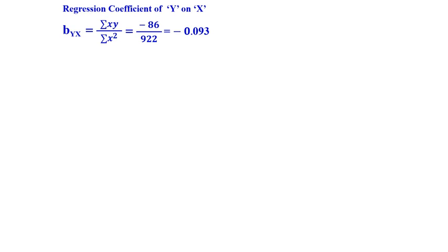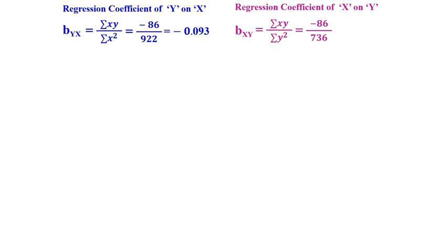Similarly, find out the regression coefficient x on y. bxy equals sigma xy divided by sigma y square, equals minus 86 divided by 736. It gives you minus 0.117. Okay, I am taking three digits after the decimal point. Next, try to construct the regression equation y on x.